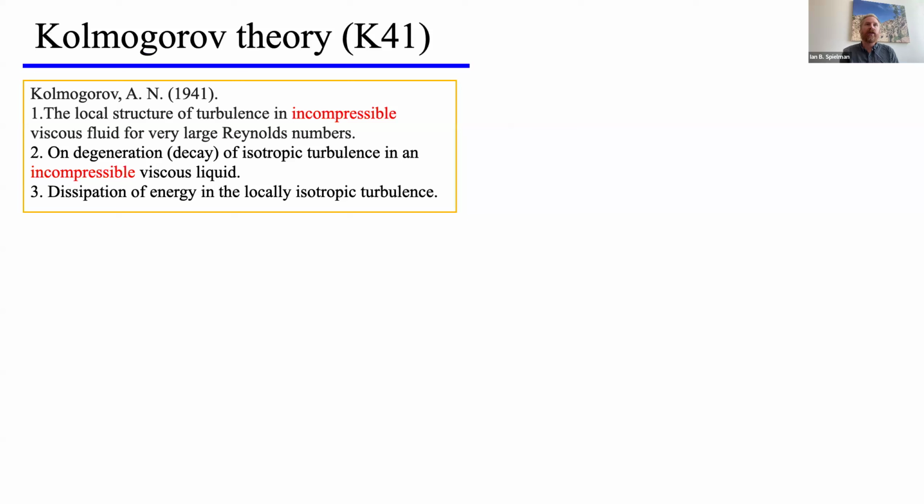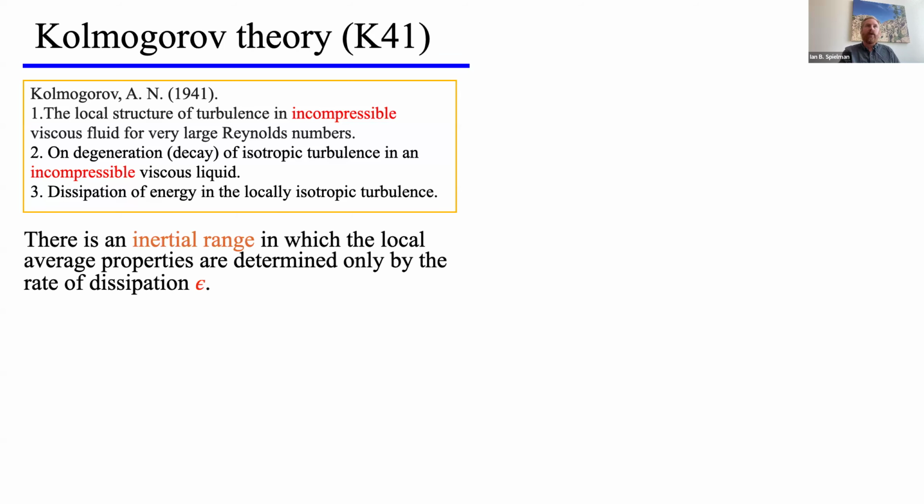So the original Kolmogorov fluid theory says we're going to look at local turbulence in incompressible viscid fluids at large Reynolds numbers. So it's actually quite specific. And then you're going to look at the decay of this isotropic turbulence, and you're going to assume that everything is isotropic in space. So under those assumptions and a scale invariance criteria as well, one obtains the Kolmogorov result.